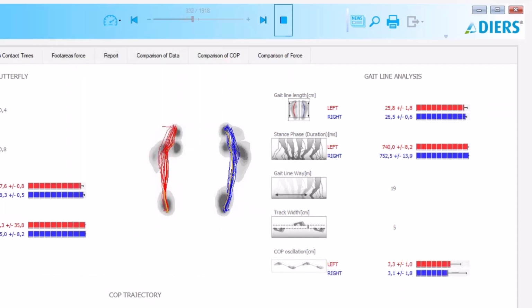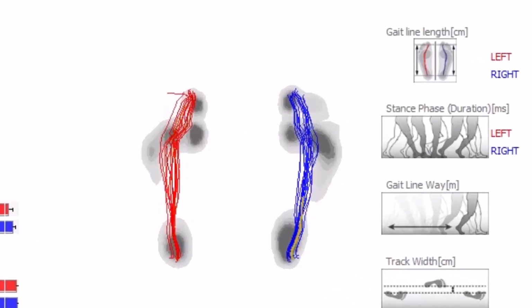The COP deflection shows the lateral deflection of the gait line from its most medial position at the end of the pre-swing to the most lateral position either in the terminal stance, in the forefoot, or in the initial contact at the rear foot.